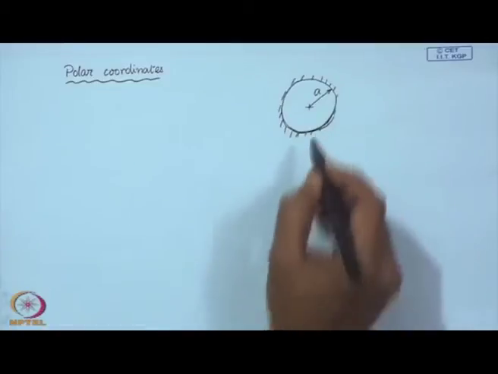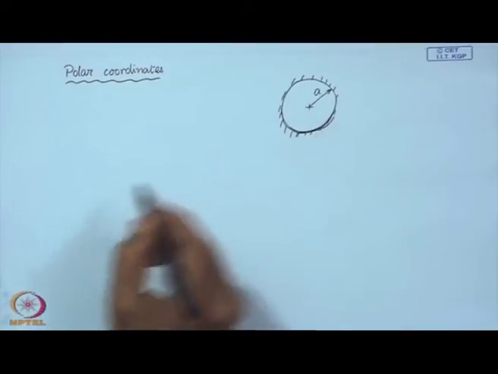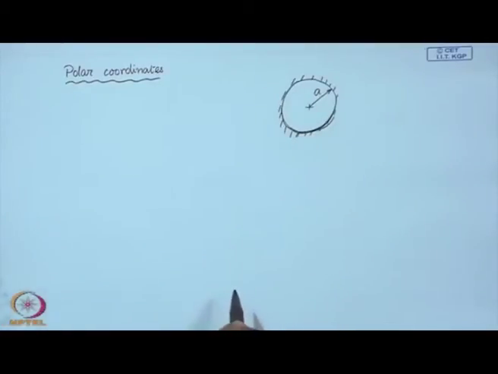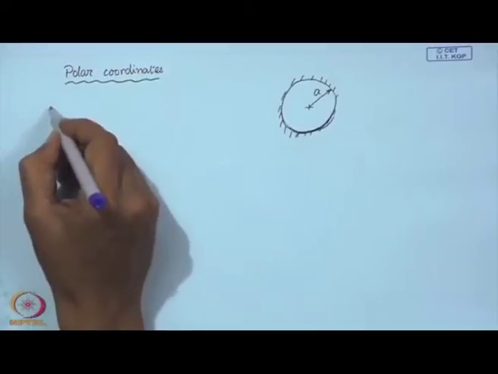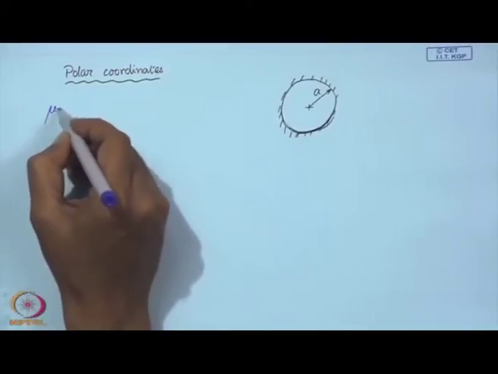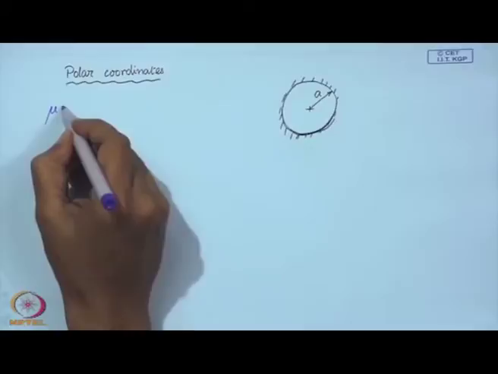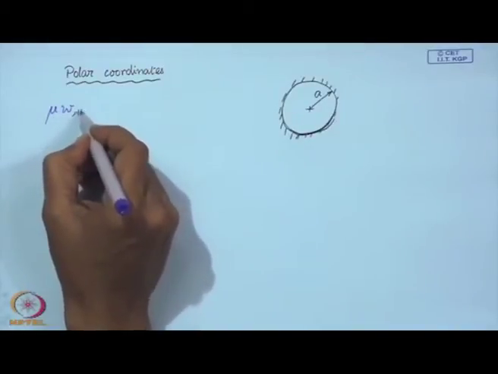So, suppose you have a circular membrane of radius a, then first of all the equation of motion for this membrane. So, we have the equation of motion for a rectangular membrane written out in this form.